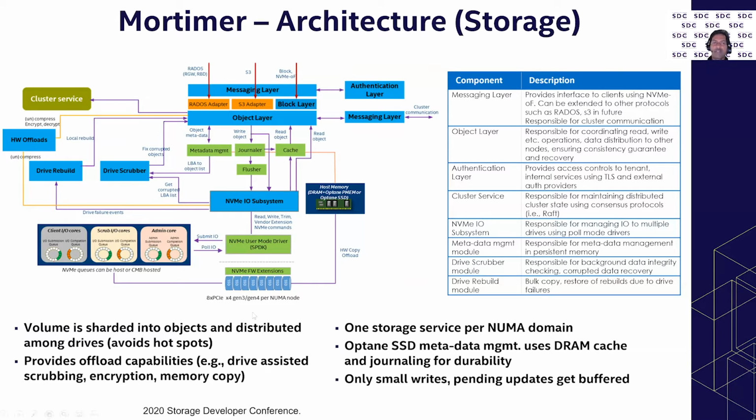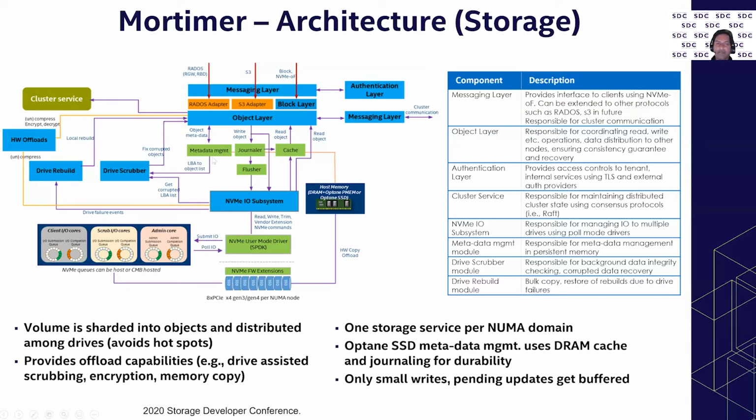Now, for us to smooth the hotspot behavior within the storage nodes, we need to be able to take up the volume, slice it into objects, and distribute them among all the NVMe SSD drives inside a storage node. For that, we need to convert the volume into objects and then distribute them. That's really the purpose of the object layer.